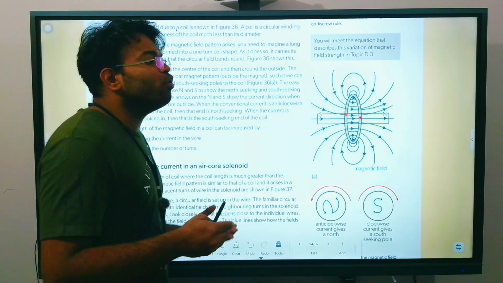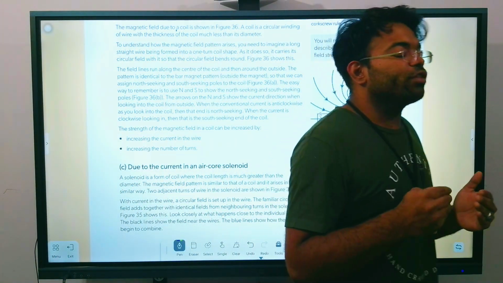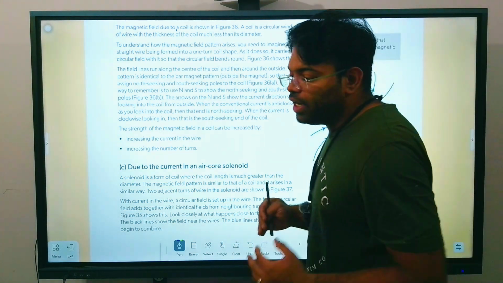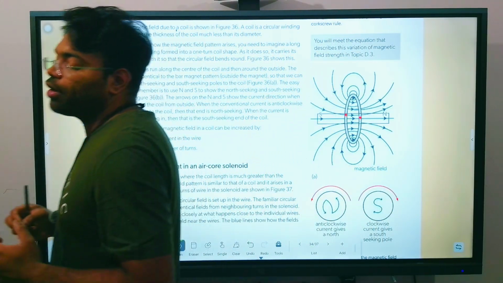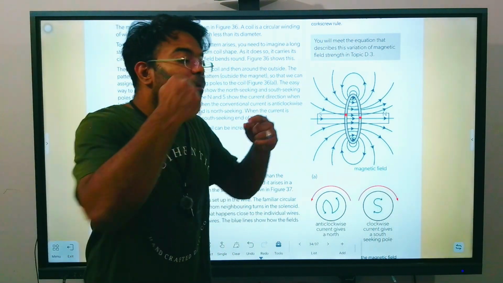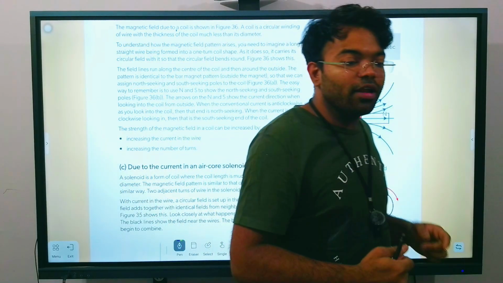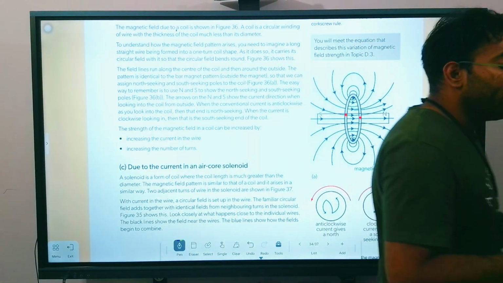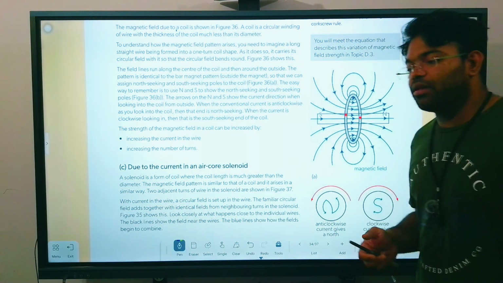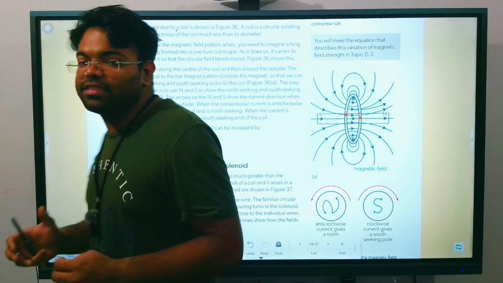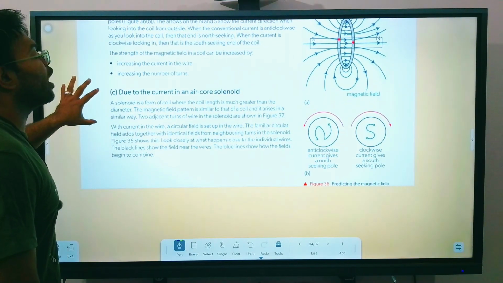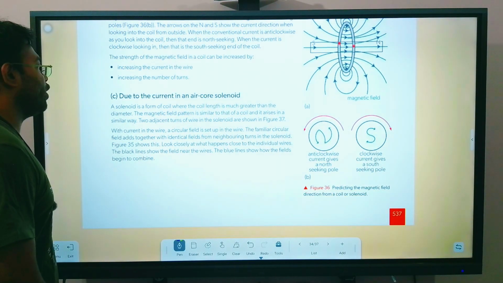Now, how do you increase the strength of the magnetic field produced by a coil? You can only do that by using either more loops or by physically increasing the current that is flowing in the coil. These are the two ways by which you can increase the field. Understood? Okay.